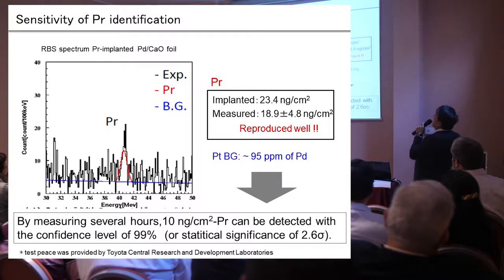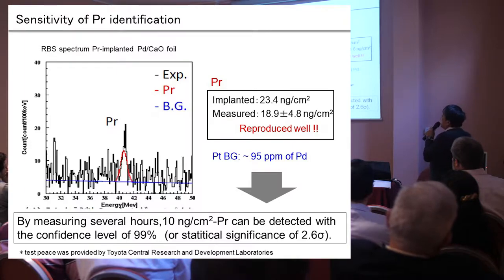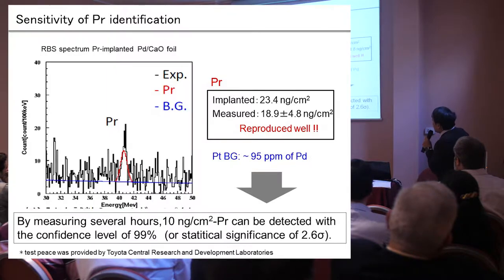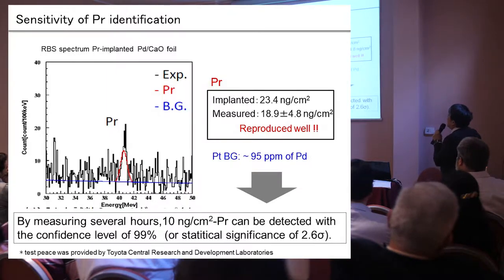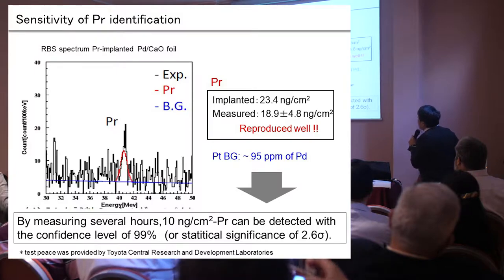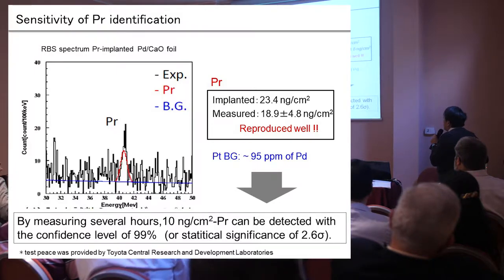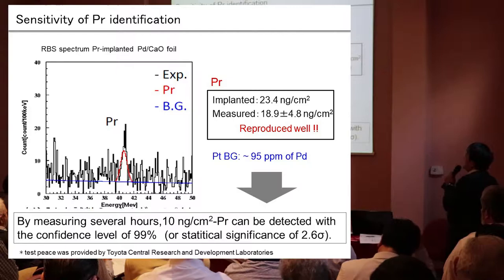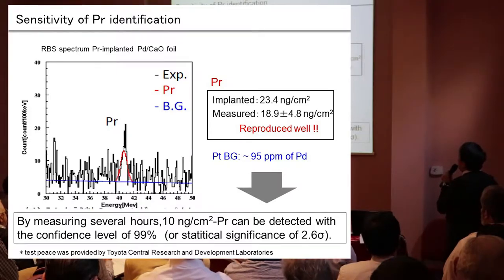This is the measurement result on the sensitivity of the praseodymium identification. This is a spectrum of praseodymium implanted in palladium calcium oxide foils. This standard sample, a test piece, was provided by the Toyota Central Research and Development Laboratories. The implanted amount is 23.4 nanograms per square centimeter.